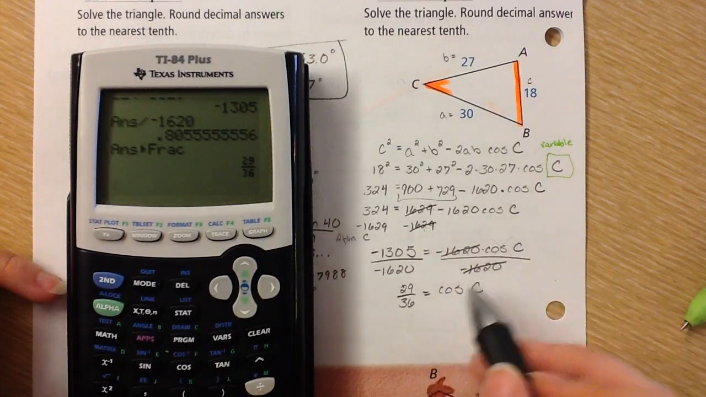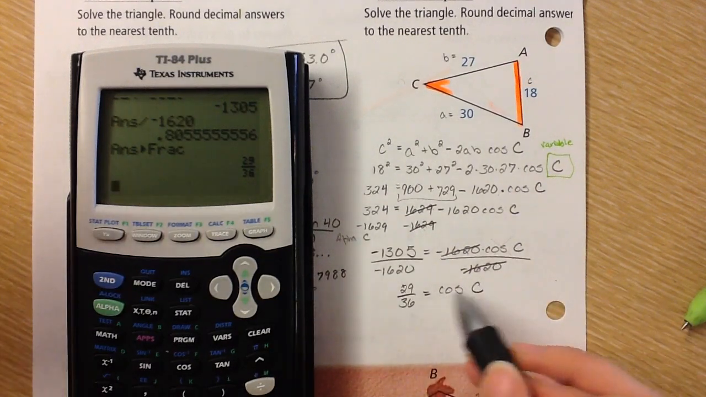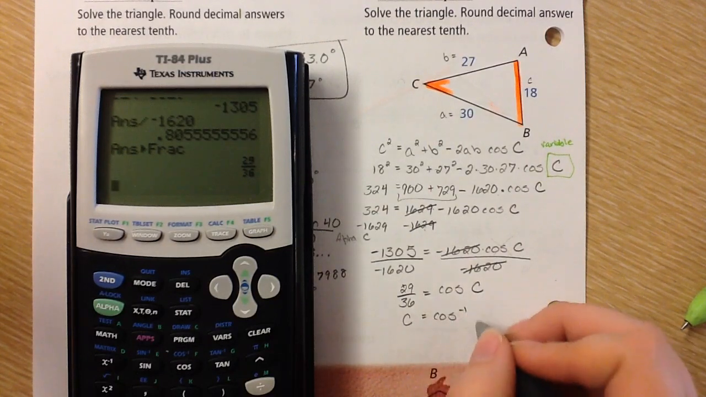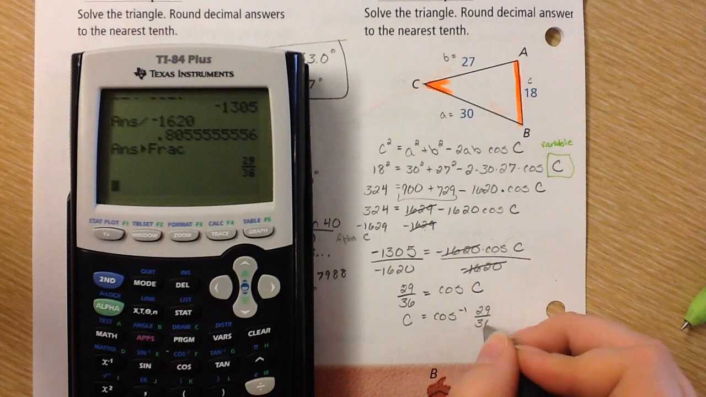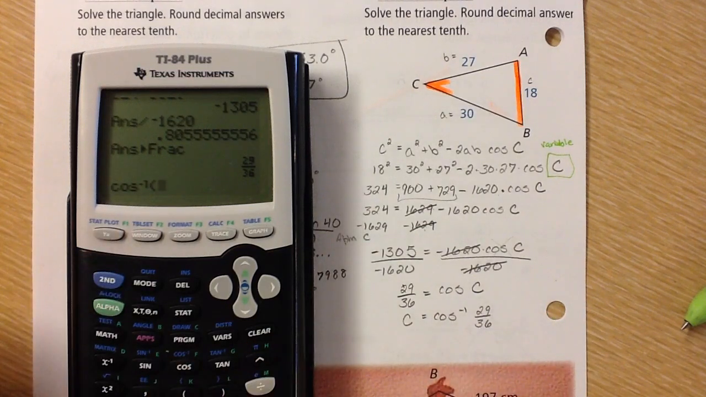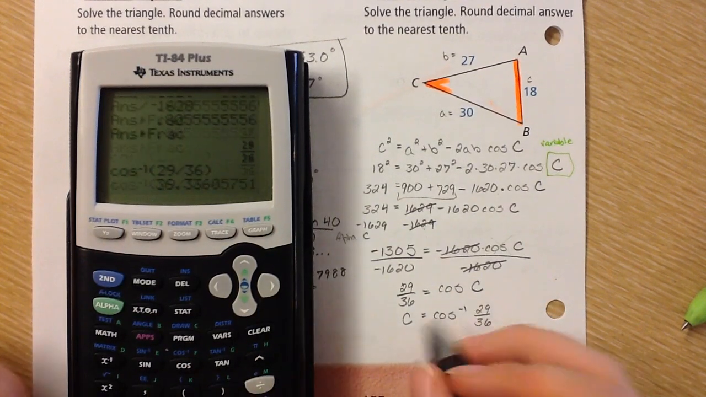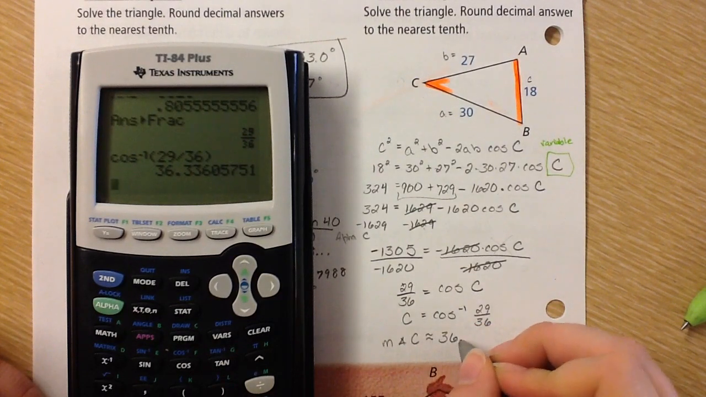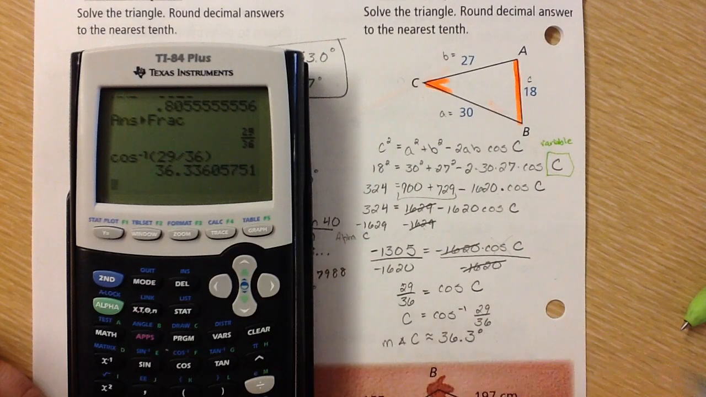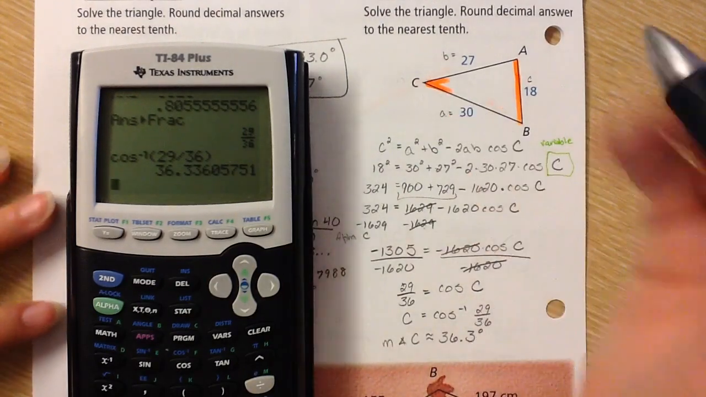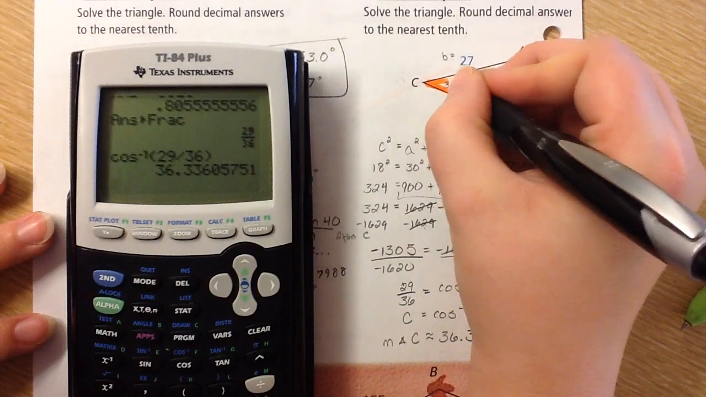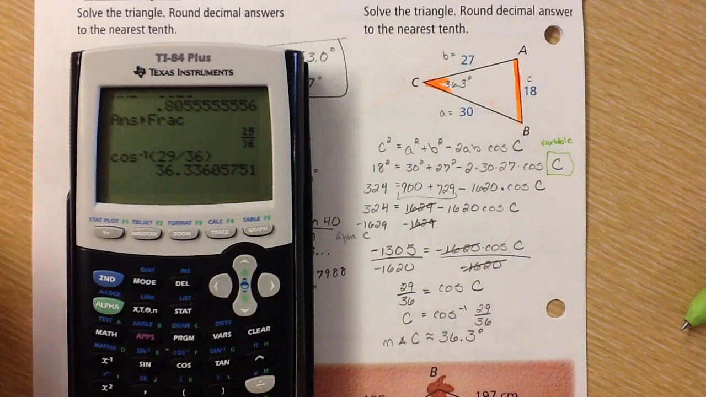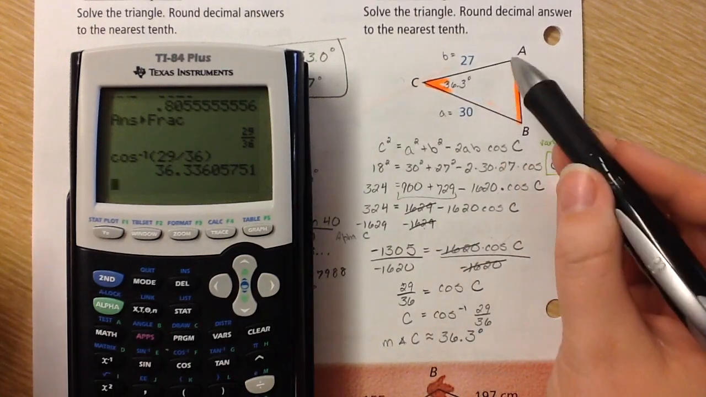Cosine of C. So if the cosine of some angle C equals 29 over 36, then C is going to equal the cosine inverse of 29 over 36. So now I just need a cosine inverse, 29 over 36. So the measure of angle C is approximately, to the nearest tenth, 36.3 degrees. So now we found the measure of this angle, 36.3 degrees. Now we would just need to find angle B and angle A.